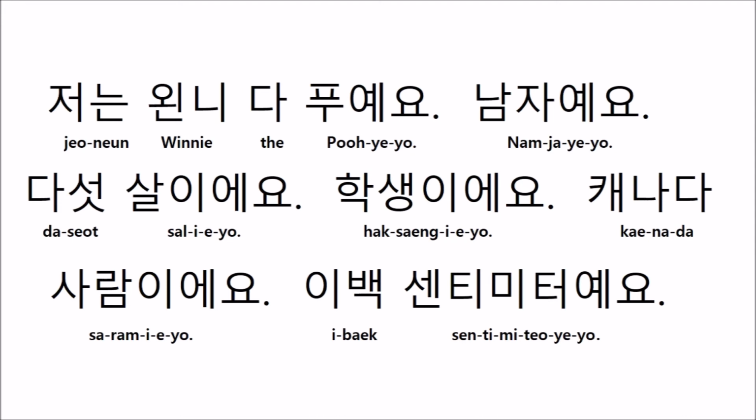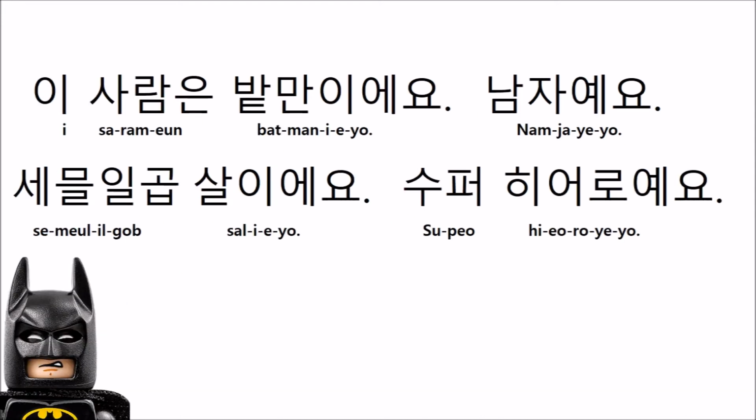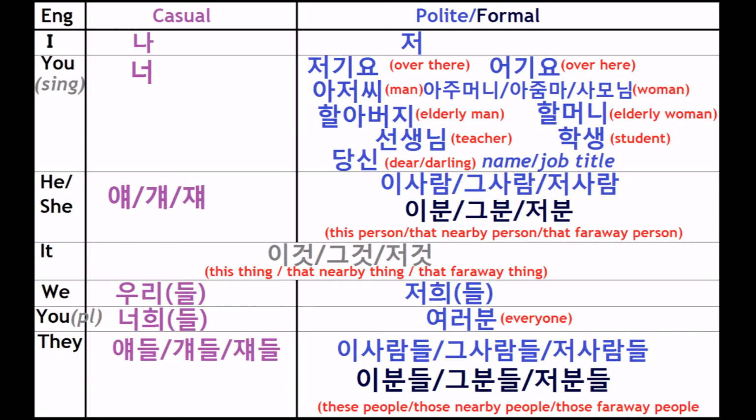So there's your self-introduction. Run along now and introduce yourself to some Koreans. Or introduce yourselves in the comment sections. Or you can introduce other people simply by replacing I with this person, 이 사람. For example, 이 사람 batman이야, 남자예요. 27살이에요, superhero예요. In fact, you can use any of the pronouns from my Korean pronouns video in place of 저. No need to limit yourself. Take a look for any links in the description that interest you.